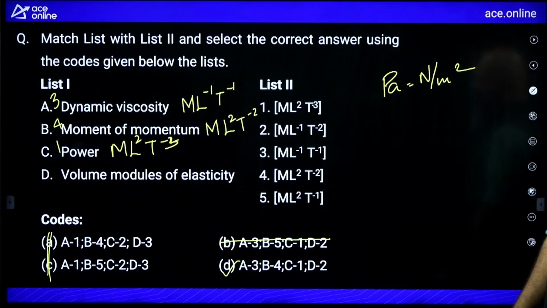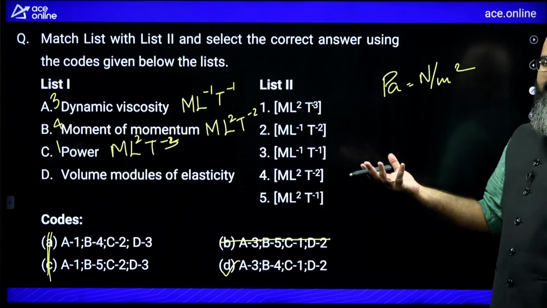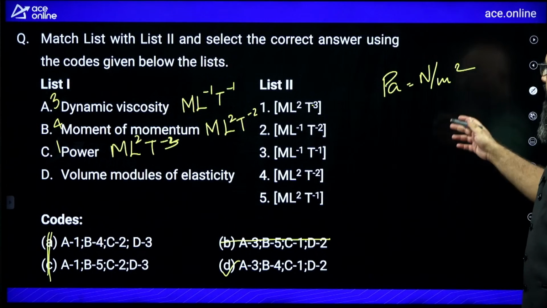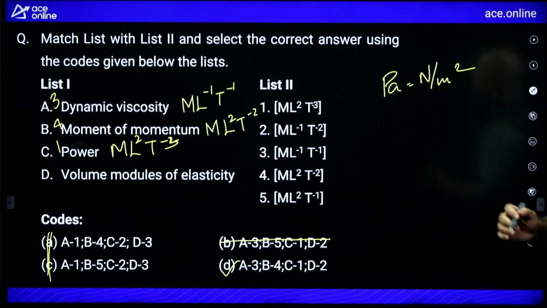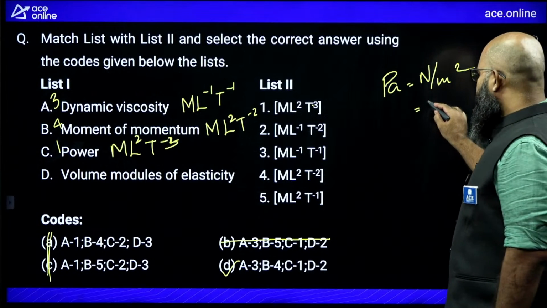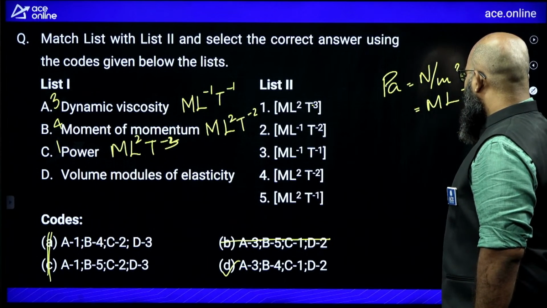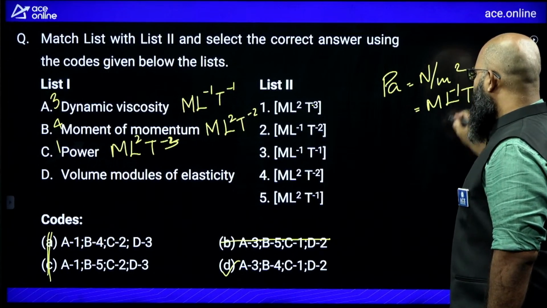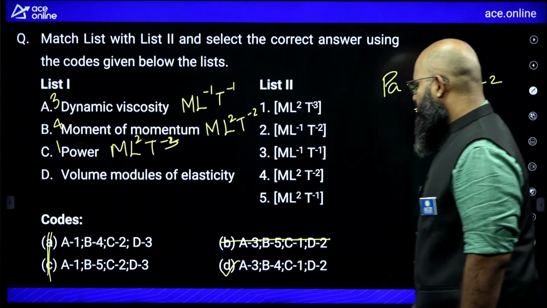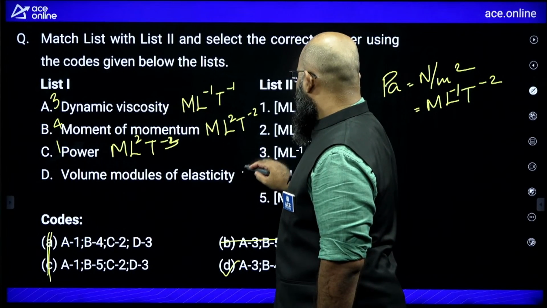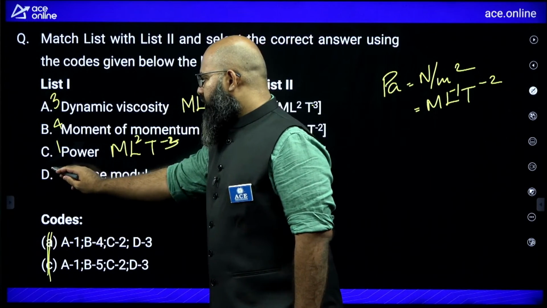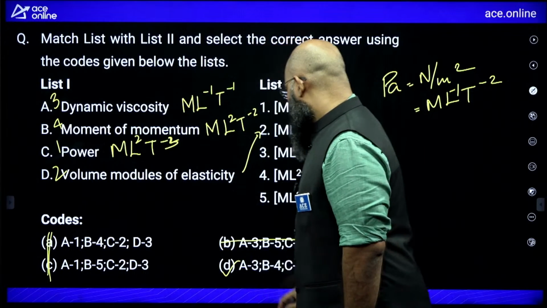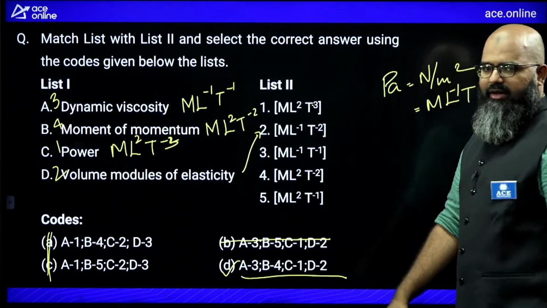Okay. Remember, every modulus of elasticity is going to be pressure or stress units. So this is going to be equal to how much? M L T power minus 2 divided by length square. So M L power minus 1 T power minus 2. This will go with 2. D will go with 2. The code is 3412. 3412 over here is correct.